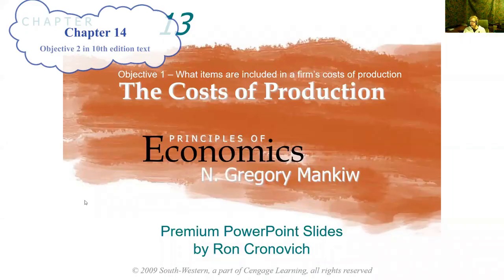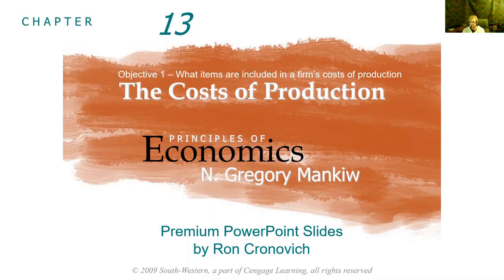Okay. So in chapter 13, the first objective that we're going to look at is what is included in a firm's cost of production. This is actually an overview, this very first portion, and we're going to talk about lots of different things in here. The first thing I wanted to do was to show you some important types of information that we will be looking at. And if I were to write on the board, this would be what you would see.